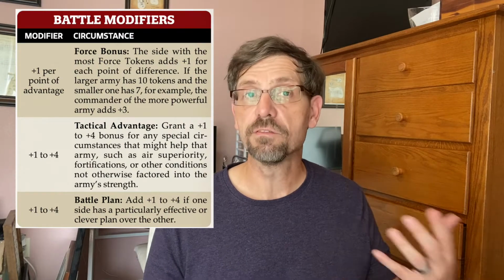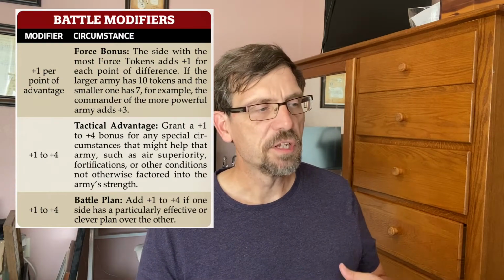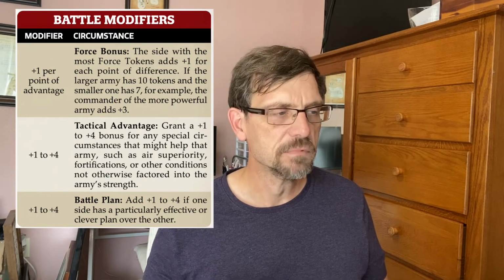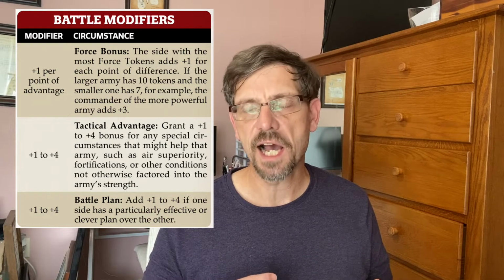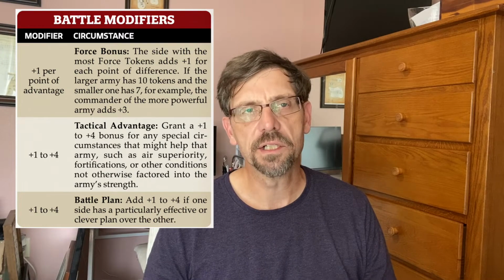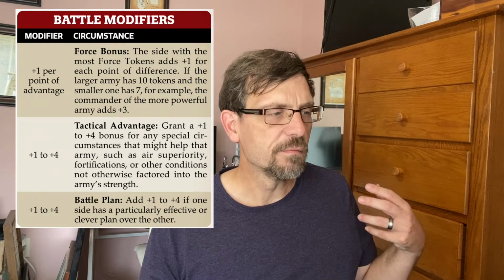And so to get the bonus for the person who's the leader of the battle, who uses their battle skill to do this, I'm looking at my notes here: there's the force bonus, where you get a +1 for every token you have above the other army. You can have a +1 to +4 depending on the tactical advantage, the circumstances. Maybe they've got an ambush set up, maybe they're funneling them through a pass in a mountain, so they've got a better way of doing it. And then +1 to +4 for the battle plan.